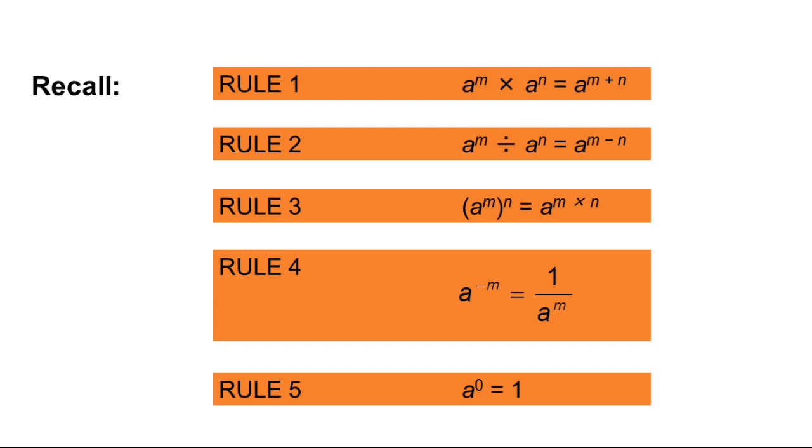Rule number 3: if I am given a number raised to an index or exponent, but raised again to another index or exponent, then I will just multiply those two exponents or indices. Rule number 4: if I am given a number raised to a negative index or exponent, then I will just bring down that number and make the index positive. And rule number 5: any number raised to 0 is always equal to 1. Now, let's go to the next rule that we are going to study.